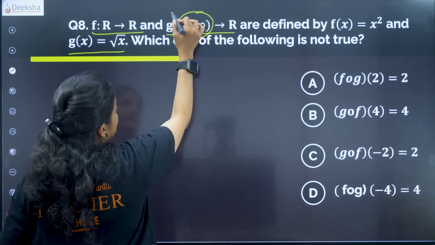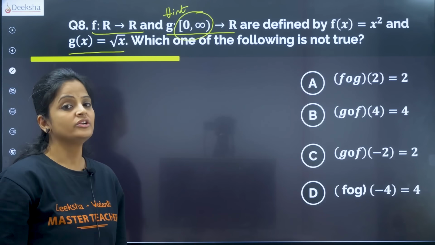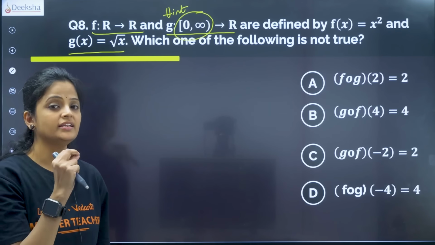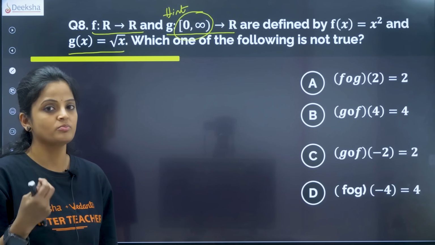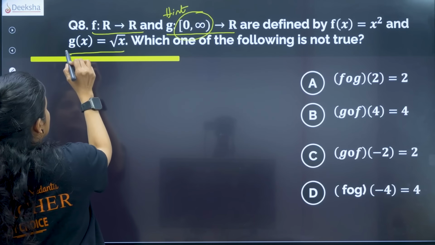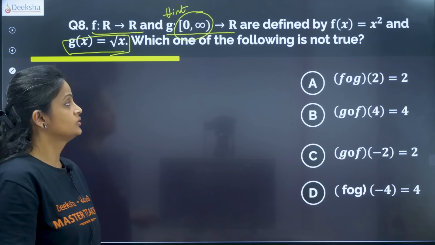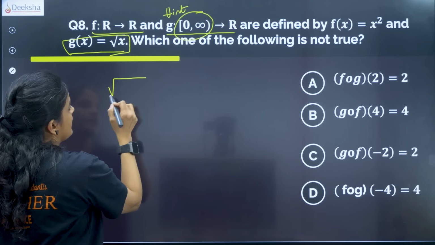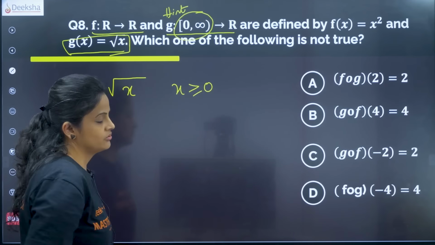Here one hint is this. It is telling 0 to infinity. Why? That should come to our mind. Why is that restriction there? Why not R to R? That is one hint the problem is telling you. Solve it in the specific way. And the second hint is from this curve. g of x is equal to the function they have given, root x. Under root x is there, so x has to be greater than or equal to 0 only.